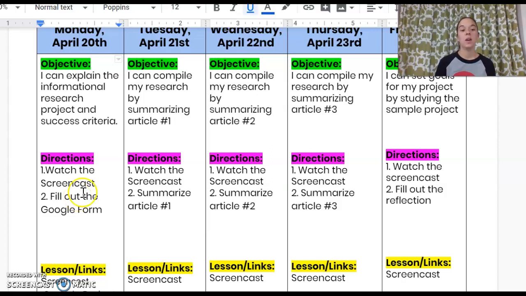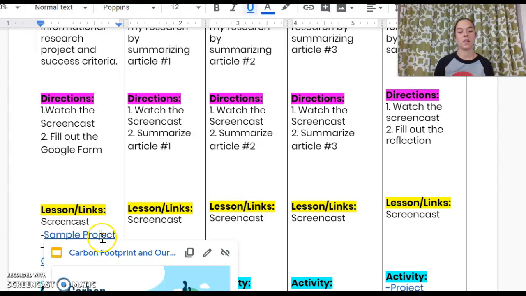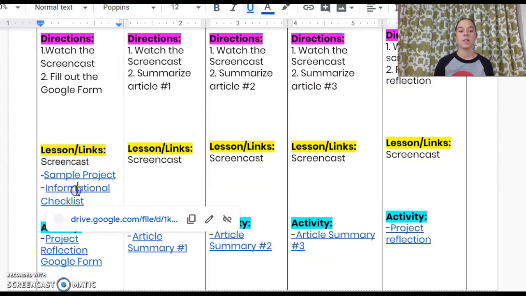start making our own. My directions are number 1, watch the screencast, and number 2, fill out the Google form. So if you're watching the screencast, good job, right? You did that part. So let's look at the other two pieces together. If I click here, I'll get my sample project. And then if I click here, I will get my informational checklist.